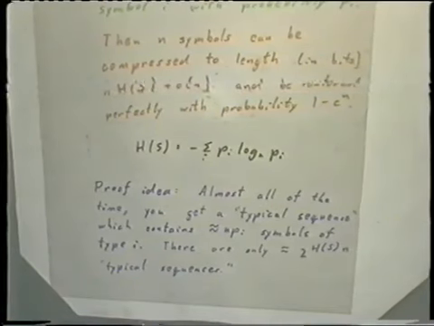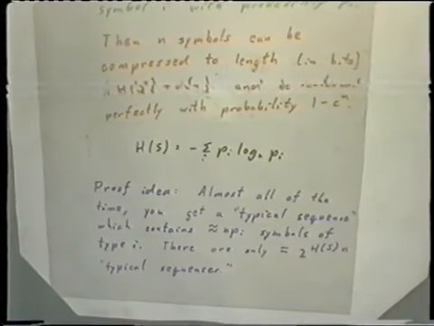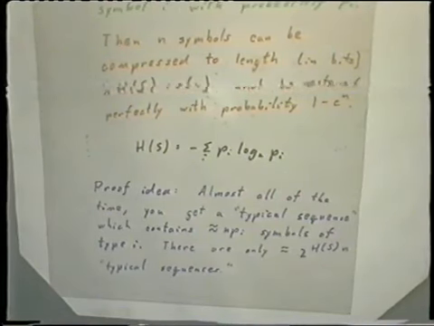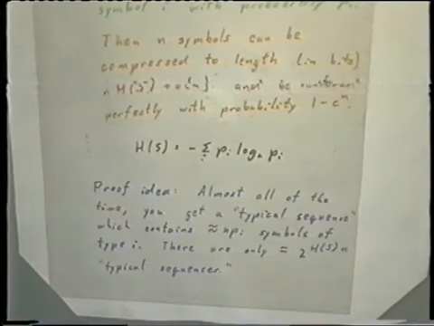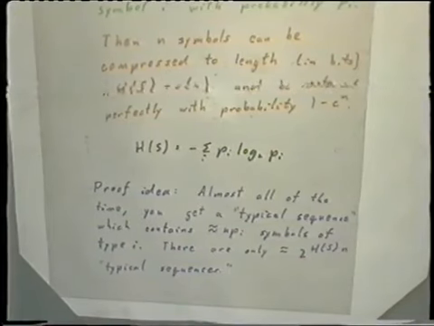So you just label the typical sequences in some efficient way, and then you get something from the source. You figure out which of these typical sequences it is, and you just send the label of the typical sequence. And if it's not a typical sequence, this is one of the times where you don't reproduce it exactly.